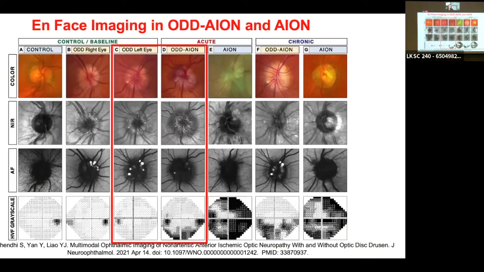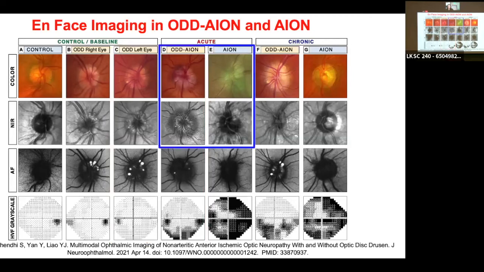So this is a busy figure just to show you all the different modalities: color in the first row, near infrared reflectance, and autofluorescence imaging. And you could really see the difference on the near infrared reflectance with versus without edema. So with edema, you get this feathery edge. Again, things seem like they're flowing out. And then in contrast, with optic disc ischemia without drusen, the optic disc is black on the near infrared reflectance. So really striking difference between the two.